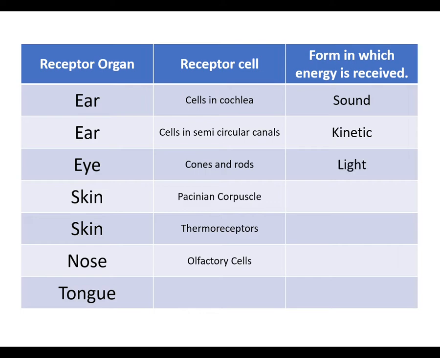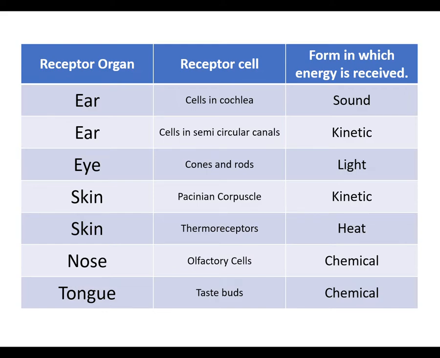Your skin detects lots of things. It detects pressure, it detects pain, it detects heat. We've got a couple here. The Pacinian corpuscle detects kinetic energy, or movement, essentially, of your skin, so that enables you to detect pressure. Thermoreceptors, hopefully the name gives it away, they detect heat energy. Up your nose, you've got your olfactory cells. They detect chemicals for smell, and your tongue has got your taste buds on it, which detect, again, chemical energy. And it's believed there are now 5 different tastes that we taste: sweet, sour, salt, bitter, and umami, for those people that want to know that.